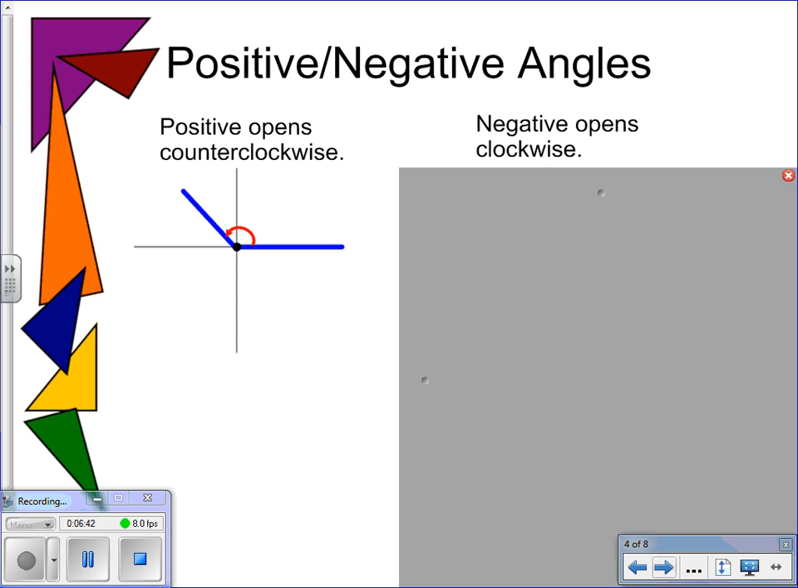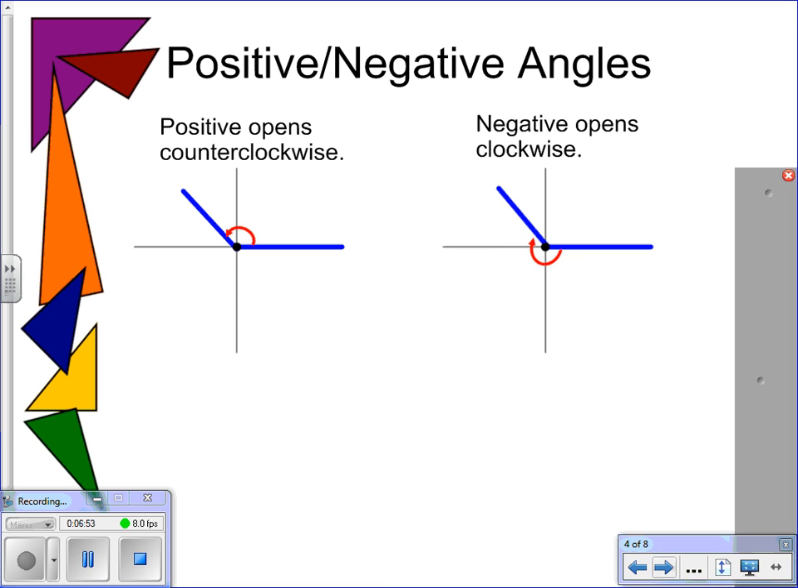I could draw the same angle with the same initial and same terminal side, but it could have a different measure just by the direction that it goes. So this will be a negative angle. It's saying instead of opening up through the first and second quadrants, let's open down through the fourth, third, and then into the second.